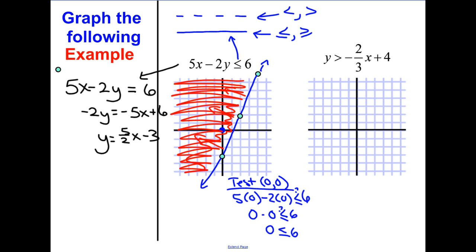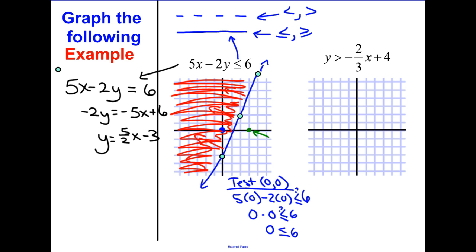Now you can go and test all those points, and I promise you they're going to work. The other way to do that is to test a point that's not a solution. So for instance, let's test 3, 0. So 5 times 3 minus 2 times 0, is that less than 6? Well, 5 times 3 is 15, minus 0. Is that less than 6? We all know that 15 is not less than 6. That doesn't work. So this part is not a solution, and that proves that every single thing on that side is not a solution. All right, let's do another example here quick.